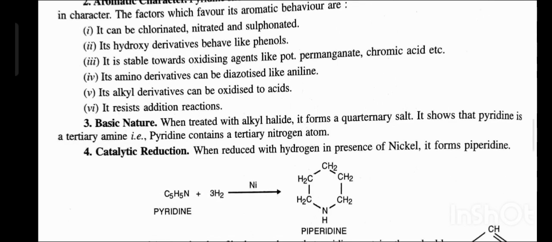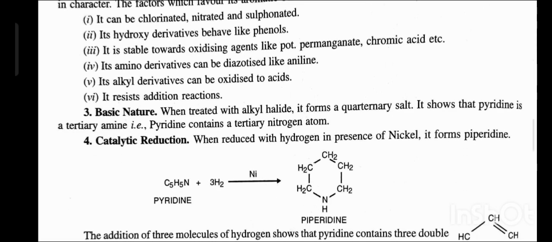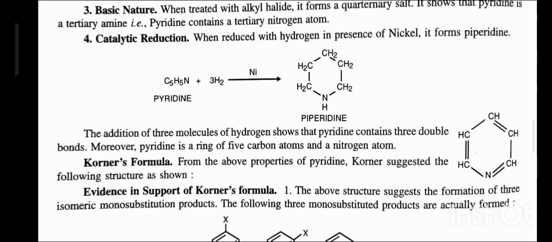Fourth, catalytic reduction. When reduced with hydrogen in the presence of nickel, it forms piperidine. The addition of 3 molecules of hydrogen shows that pyridine consists of 3 double bonds. Moreover, pyridine is a ring of 5 carbon atoms and a nitrogen atom. Körner formula: from the above properties of pyridine, Körner suggested the following structure as shown.